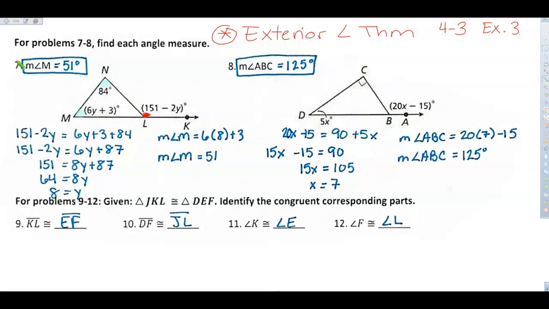Now, notice I'm asking you for the measure of angle M, which is right here. So I'm going to take 8 and I'm going to plug it in for y to actually get the value of that angle.